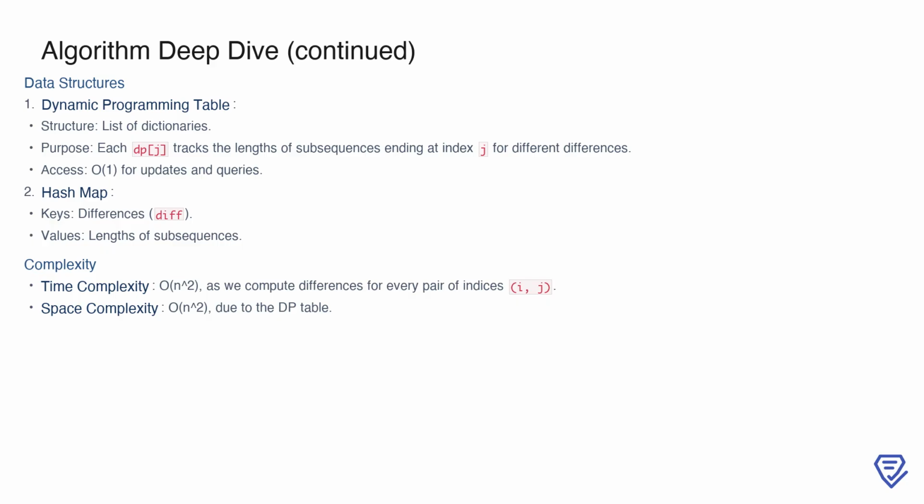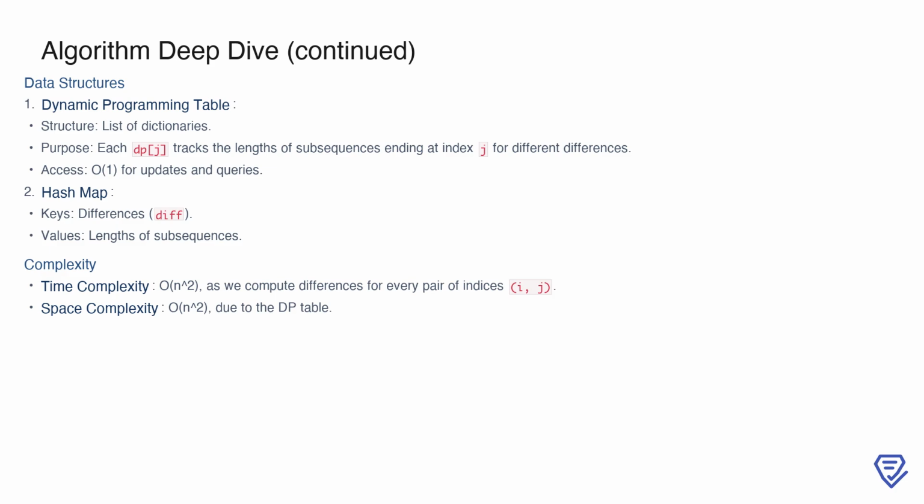The core data structures used in this algorithm are the dynamic programming table and hash maps. The DP table is implemented as a list of dictionaries, where each dictionary at index j tracks the lengths of subsequences ending at that index for various differences. This structure ensures constant time access for updates and queries. The hash maps within the DP table use differences as keys and subsequence lengths as values, allowing us to efficiently manage and extend subsequences based on their arithmetic properties.